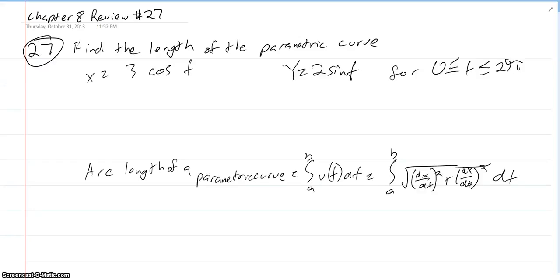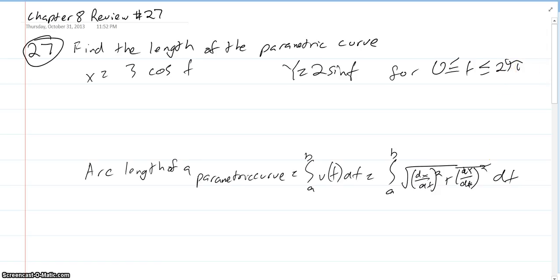Alright, so this is Chapter 8, Review number 27. We're allowed to use a calculator to find the decimal answer in the end. We're trying to find the length of the parametric curve when x equals 3 cosine t and y equals 2 sine t, when t is between 0 and 2 pi.